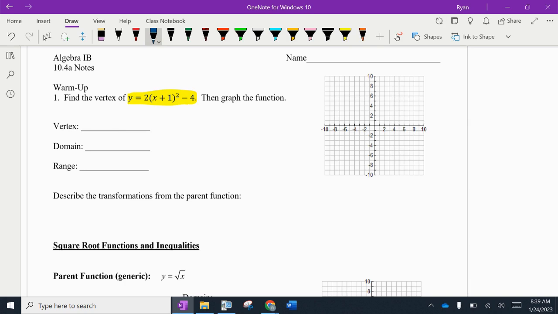Makes the U shape, right? What's the P word? Parabola. What's that point called where it all comes together? The vertex. Normally the vertex for one of these is at 0, 0. But because of this x plus 1, where does the vertex move?